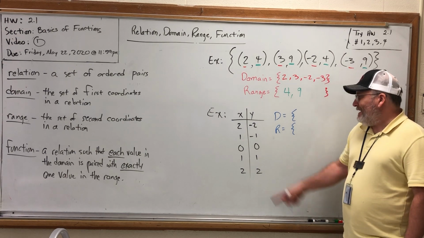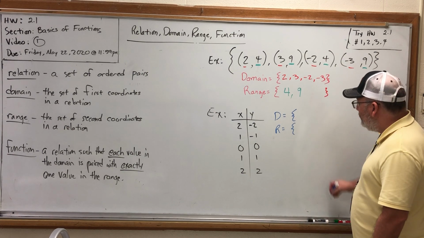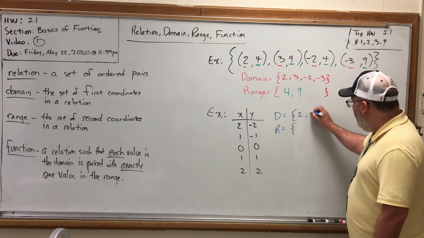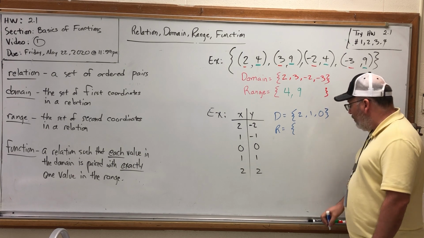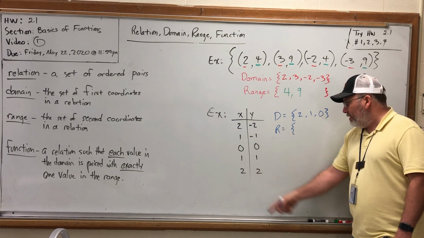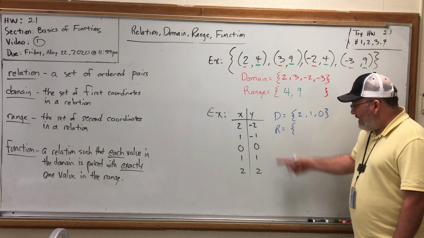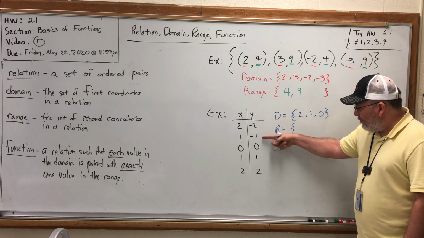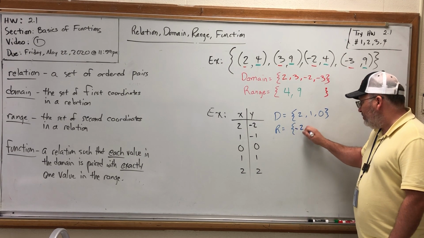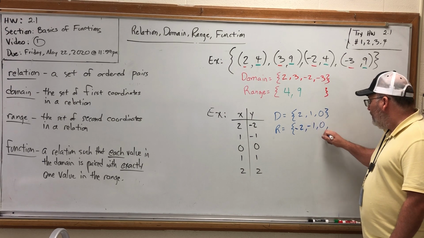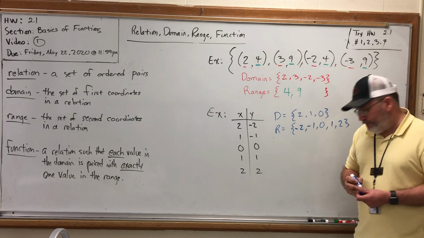So for the domain, I can't just put 2, 1, 0, 1, 2 because I have some repeated domain values, but I can say 2, 1, 0, and that's all I can say because there are no other different values in this relation's domain than 2, 1, and 0. But the range, there are 5 pairs and all 5 Y values are unique. So this range does contain 5 values, -2, -1, 0, 1, and 2.